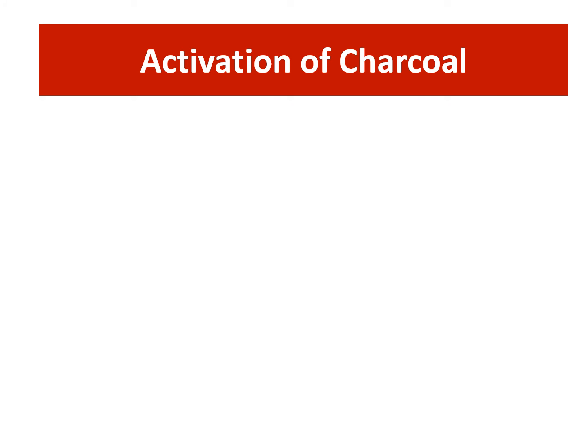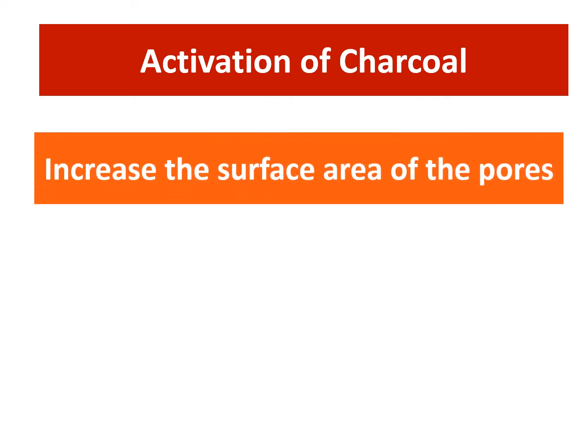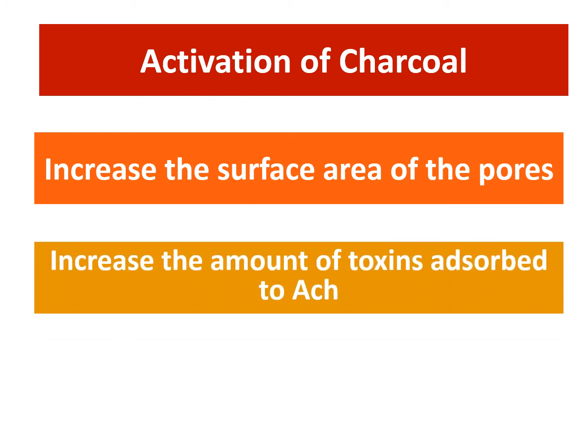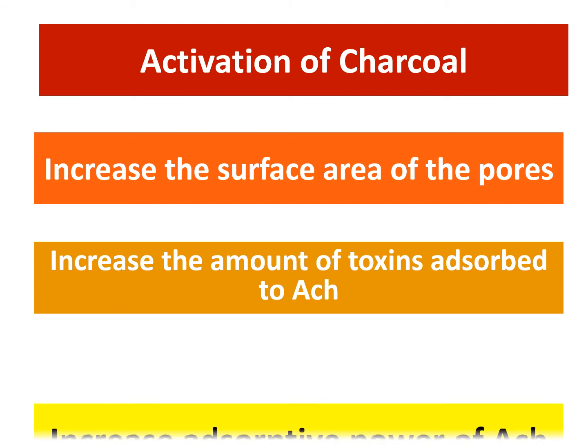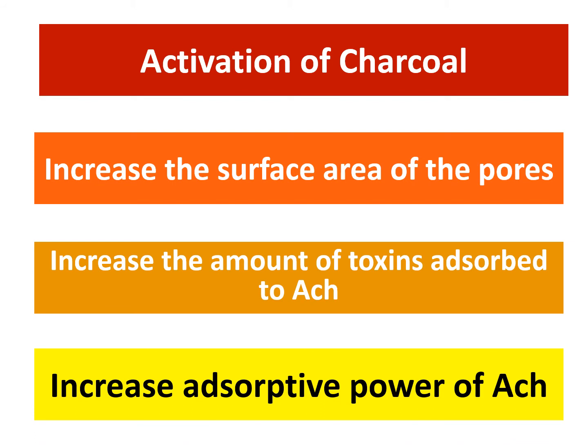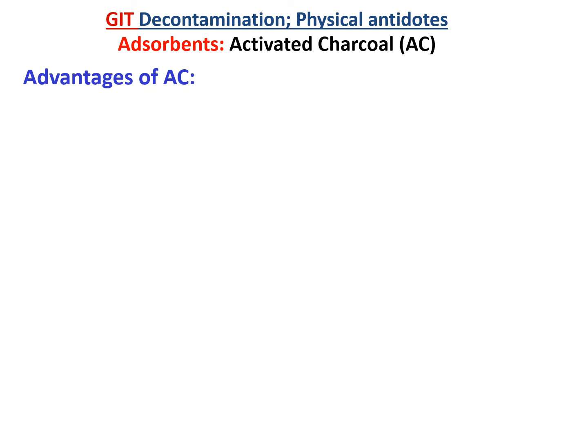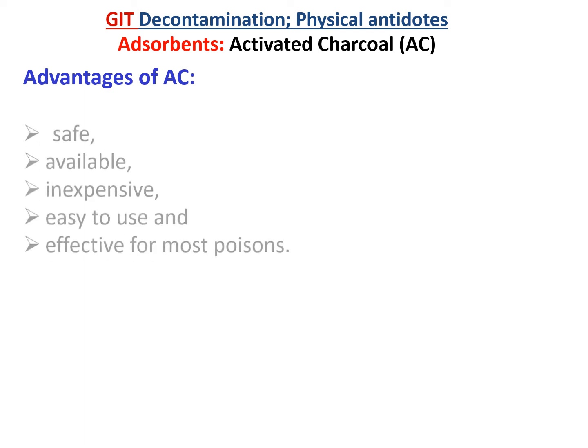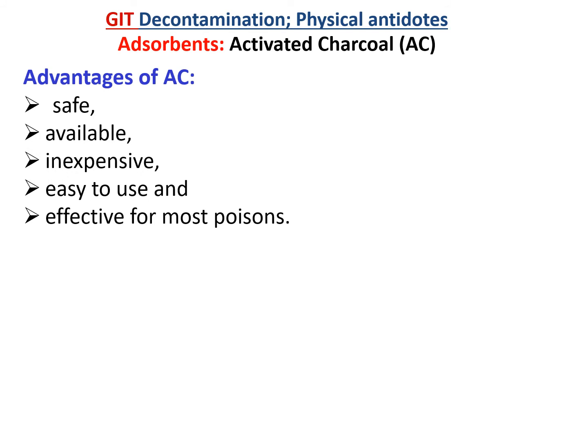Therefore, activation of charcoal will increase the surface area of the pores, which will increase the amount of toxins adsorbed to activated charcoal. And this is what we mean by increasing the adsorptive power of charcoal by its activation. We consider activated charcoal very important in the treatment of poisoned patients because it's safe, available, inexpensive, and easy to use. It doesn't need special equipment or experienced personnel. Also, it's very effective in adsorption of most poisons.